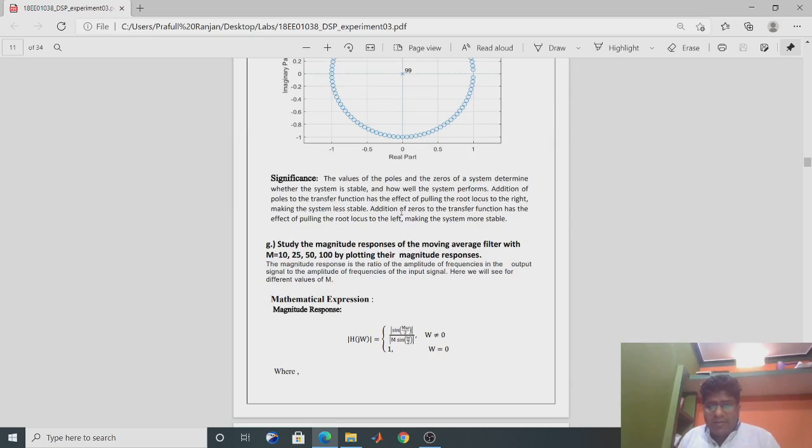Addition of poles to the transfer function has the effect of pulling the root locus to the right, making the system less stable, and addition of zeros to the transfer function has the effect of pulling the root locus to the left, making the system more stable. So if we encounter a zero, then it makes the system more stable, and if we get a pole, it may make it less stable.